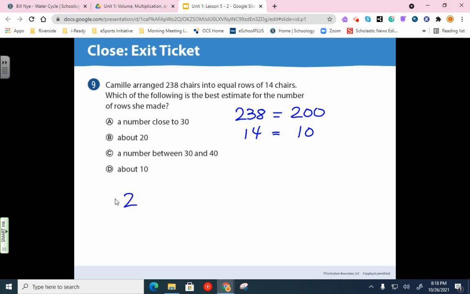And down below here, we can say 200 divided by 10. That can give us an answer of 20. So for our choices here, which of the following is the best estimate for the number of rows she made? Since this is our answer we got from our compatible numbers, we know our answer will be B.